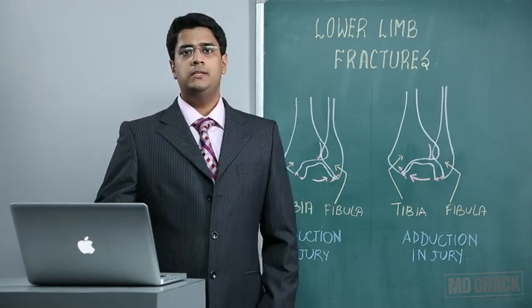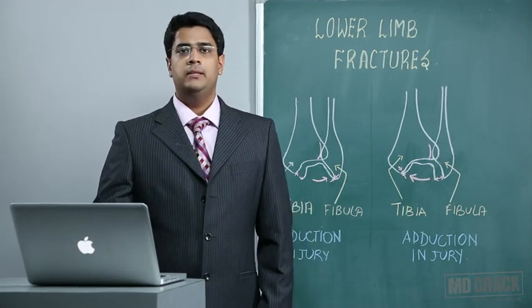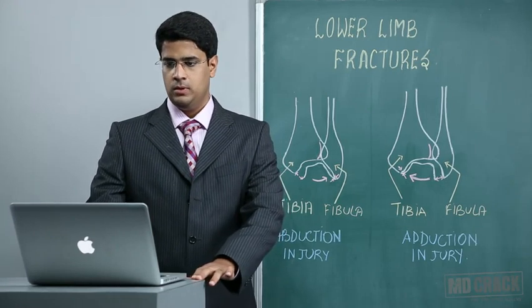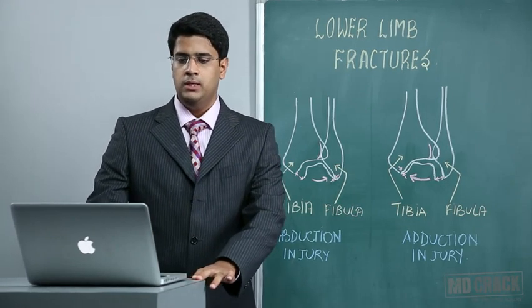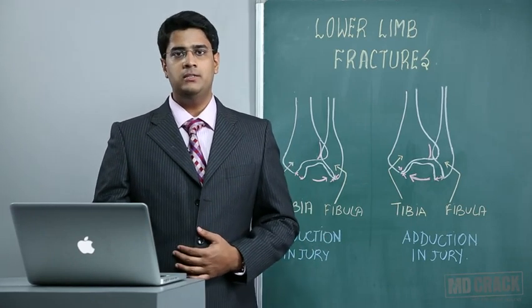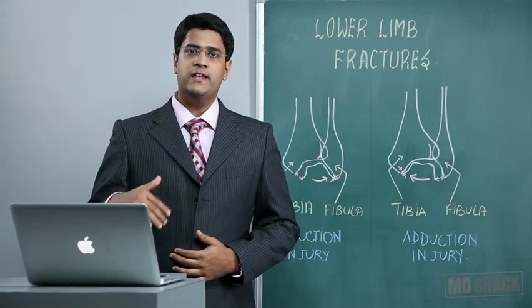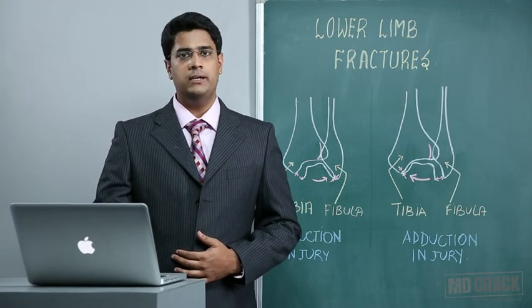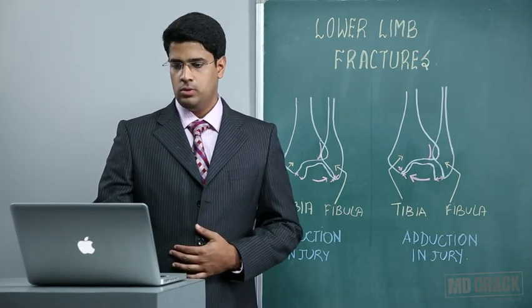The next part of these lower limb injuries are the ankle fractures. Coming to the introduction, the ankle joint is a synovial type of joint. It is a hinge variety. Just like the knee joint, there is flexion extension possible, just like a hinge of a door.